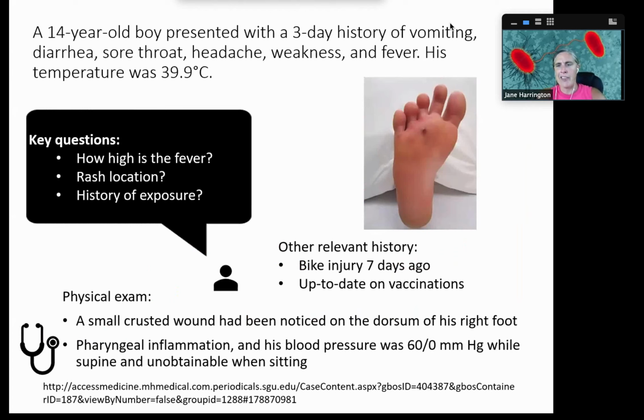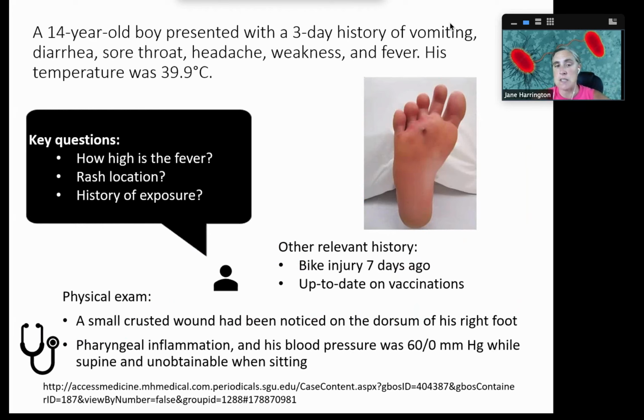All right. So this one, a good case. A 14-year-old boy presented with a 3-day history of vomiting, diarrhea, sore throat, headache, weakness, and fever. His temperature was 39.9, which is very high. So now we have a rash location. It's not really a rash, we have a lesion. So they had a bike injury about 7 days ago, and then roughly about 3-4 days later, they started presenting with this more severe systemic infection. Up to date on vaccinations.